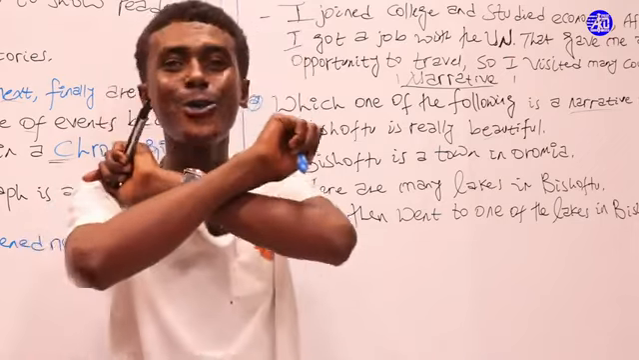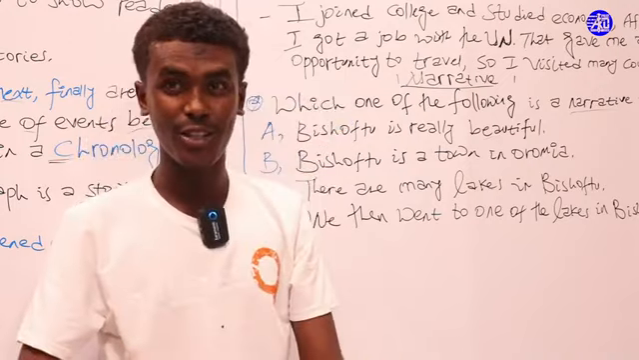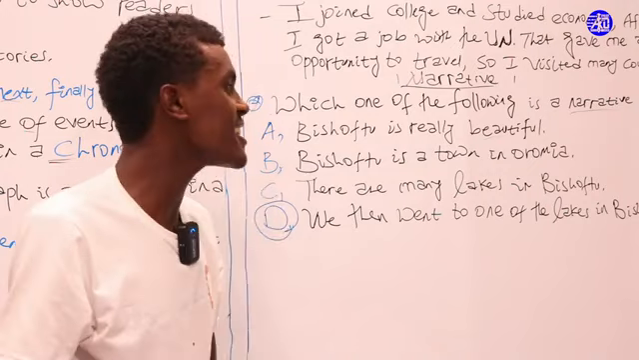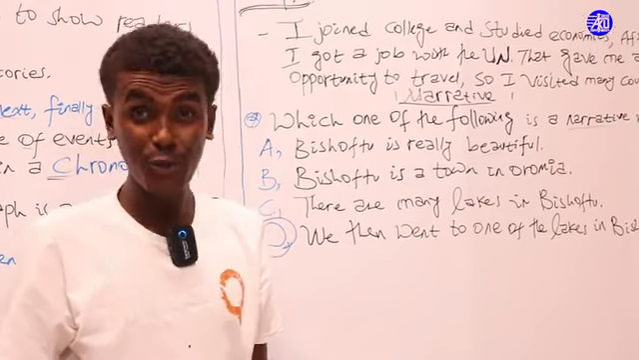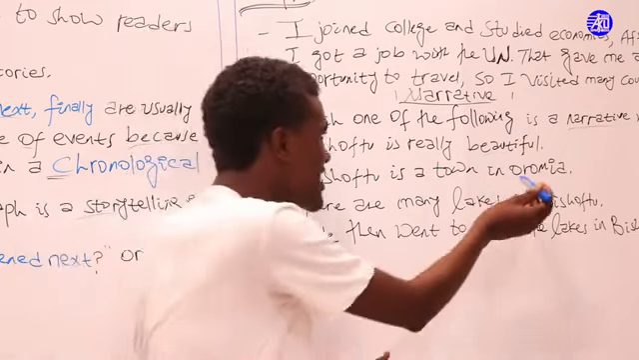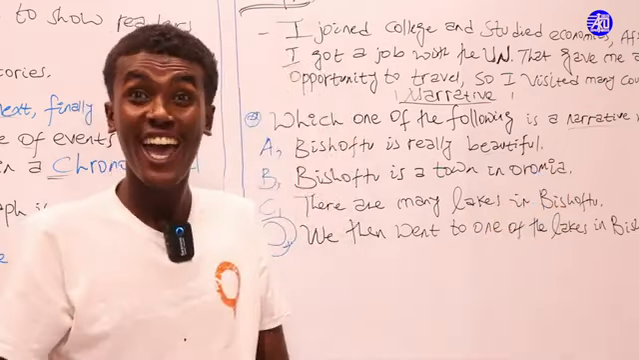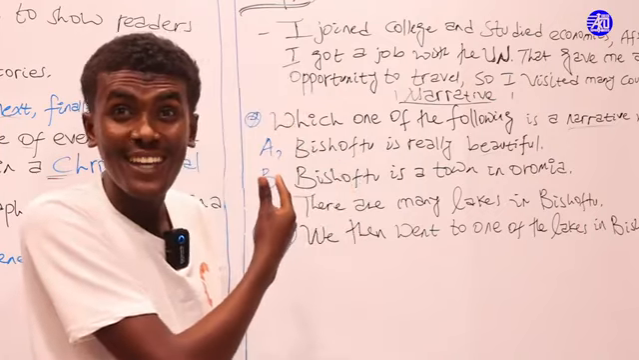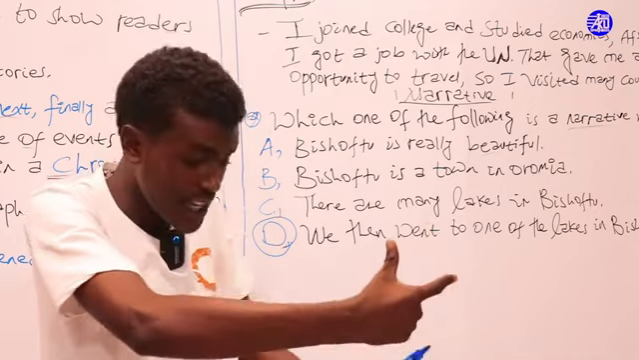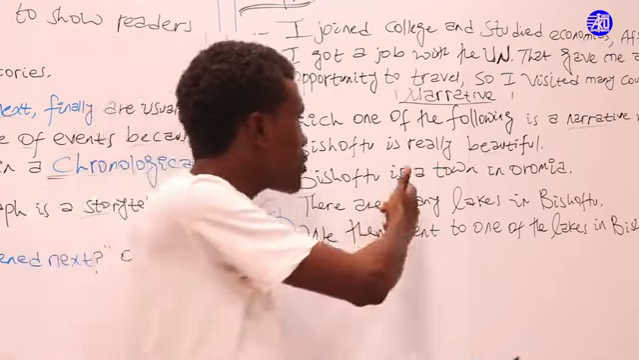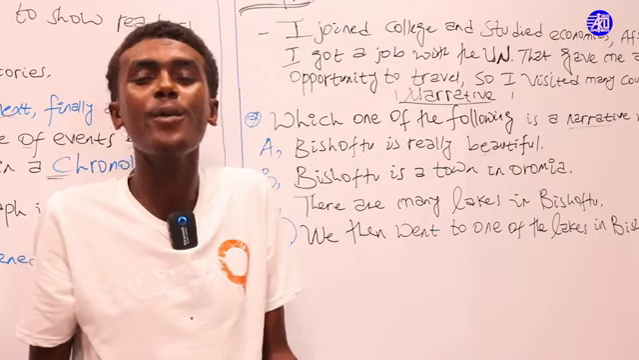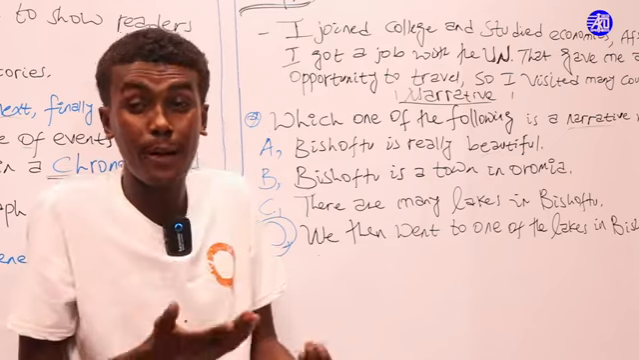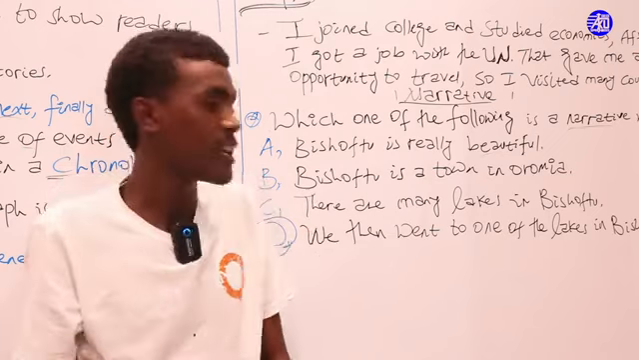Okay, so A is not our correct answer. A is not a narrative. Alright, let's see the next one. Bishoftu is a town in Oromia. Now you see this one is an expository paragraph because it is explaining Bishoftu. Bishoftu is a town in Oromia. This one is an expository paragraph, but it's not a narrative again.